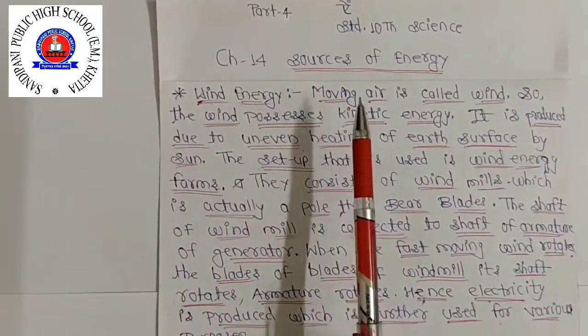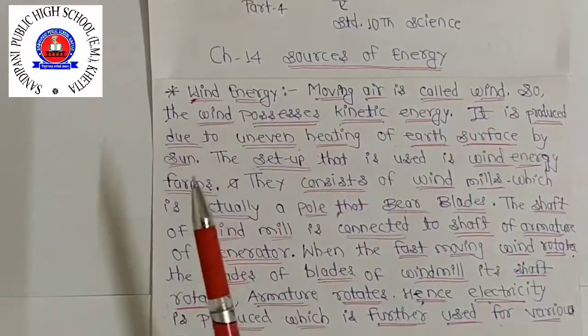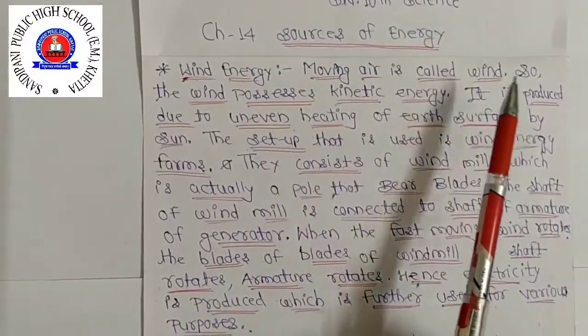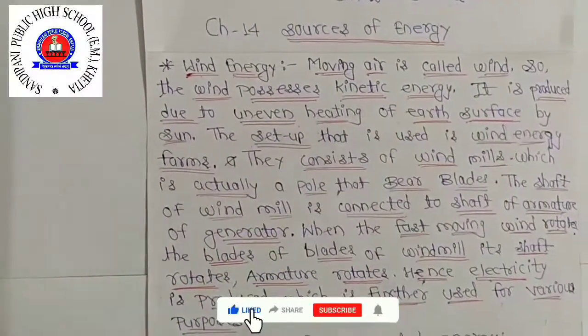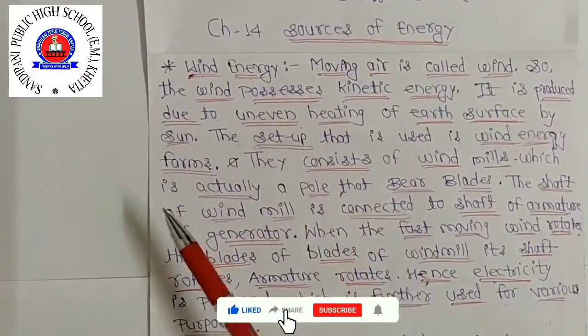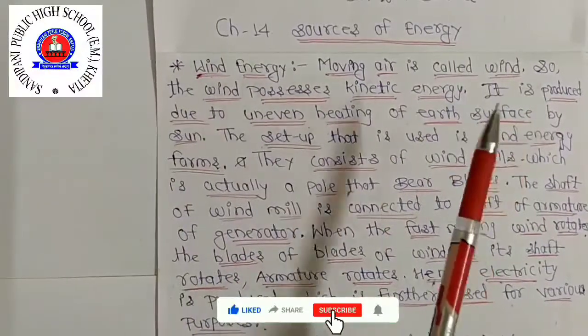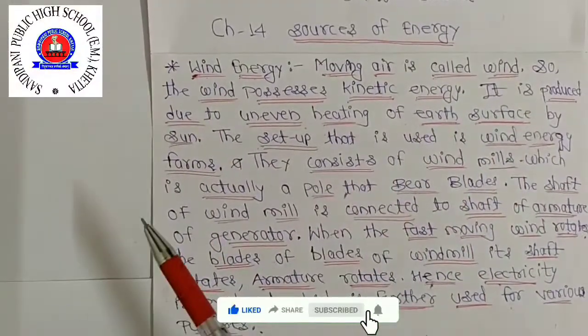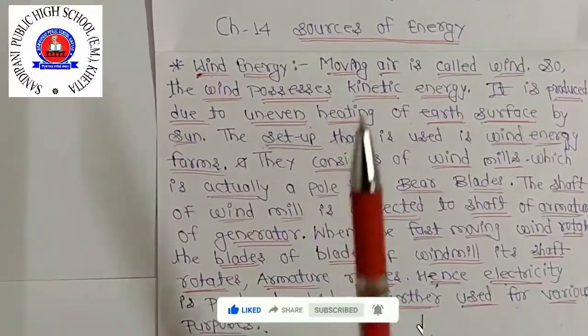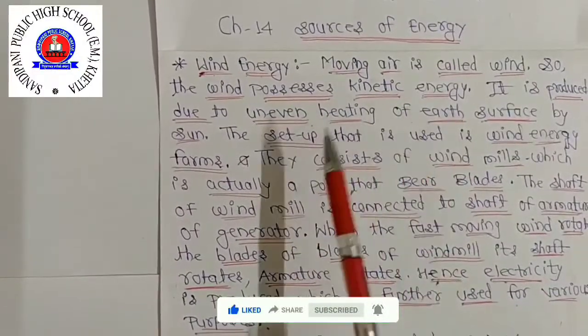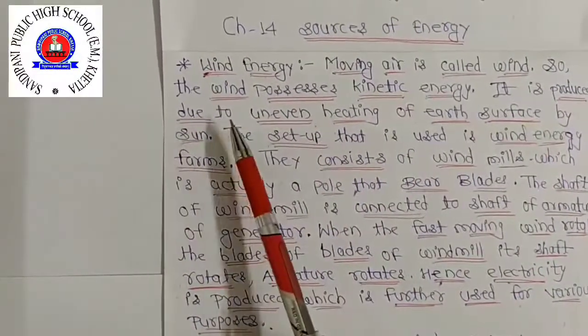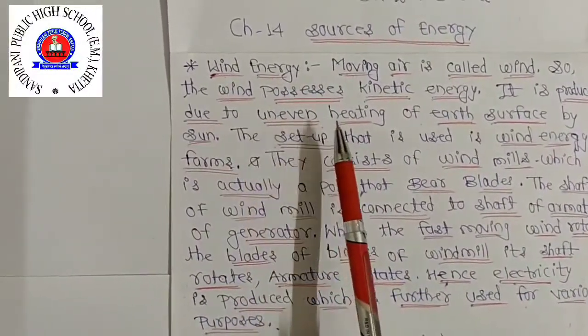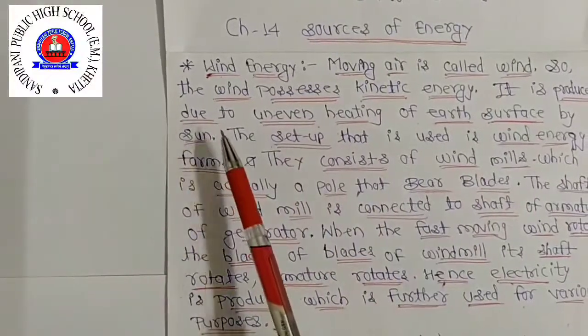So wind means what? Air. Moving air is called wind. So the wind possesses kinetic energy. You know very well that the energy possessed by wind is due to its high speed or motion. So the wind possesses kinetic energy. It is produced due to uneven heating of the earth's surface by the sun.